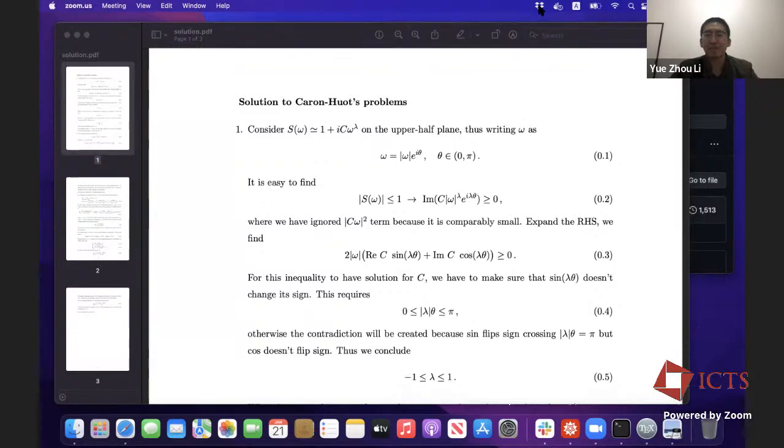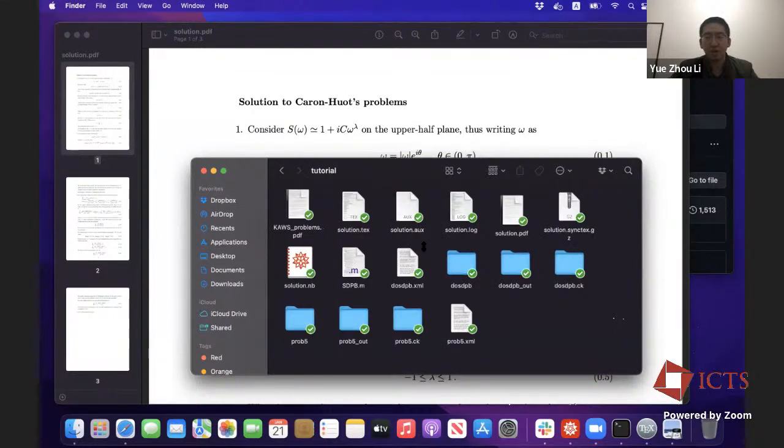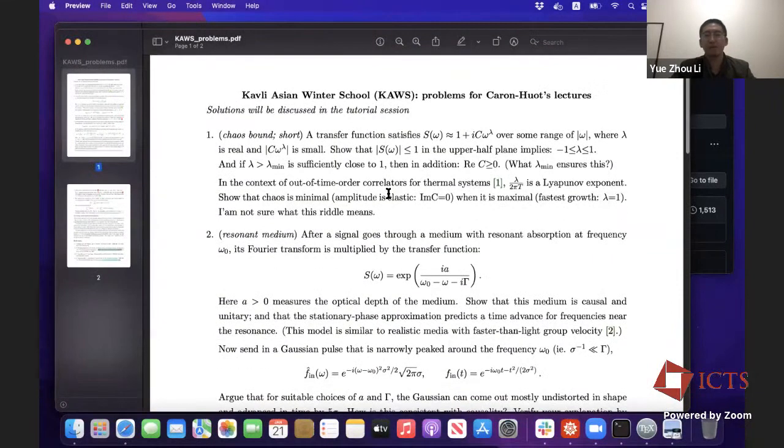I think it's better to maybe look at the problem set first. I'm not sure this is the most up-to-date one, but let's look at that. The first problem is about the chaos bound. In a simple version, we consider a transfer function that satisfies this formula, which is actually just a transfer function for the sigma model Simon introduced in his lecture.